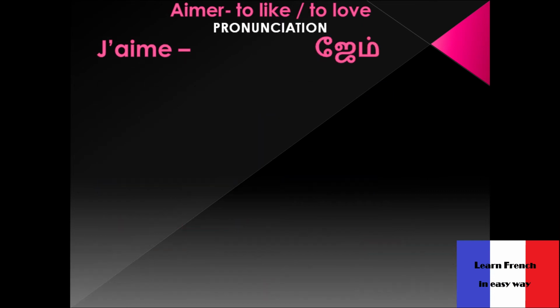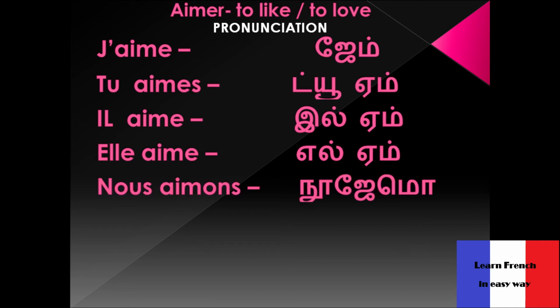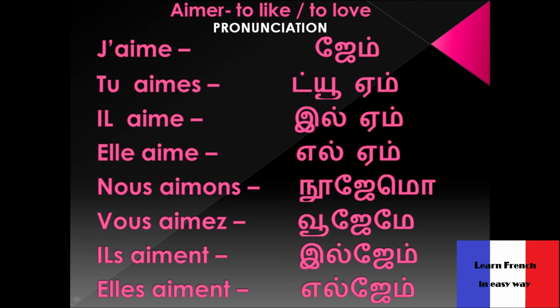For Tamil speakers, it is written as jam, but you have to soften this j to z. So it is written jam, but it should sound like zim. Then is tuem, ilm, lm, nuzemo. Here also it is written as nujemo, but kindly make it a bit z. It will sound as nuzemo. Then comes vuzeme. Again it is written here as vujeme, but instead of j, pronounce it as z. Vuzeme. Then comes ilzem, elzem. Here it is written as ilgem, elgem, but kindly make it softer so that it sounds as ilzem, elzem.